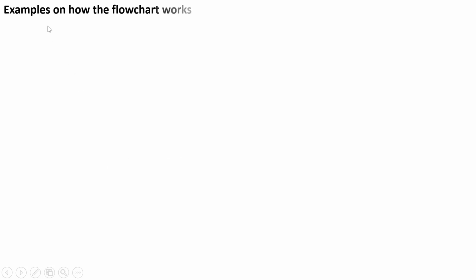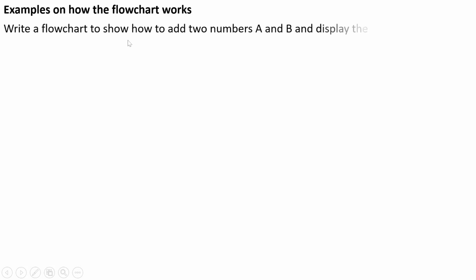So let's look at examples of how the flowchart works. We have this question which says, write a flowchart to show how to add two numbers A and B and display them. Okay, so we have a question which is asking us to write a flowchart. What should the flowchart do? A flowchart should show how to add two numbers A and B and then display them. Okay, so let's look at the solution now.